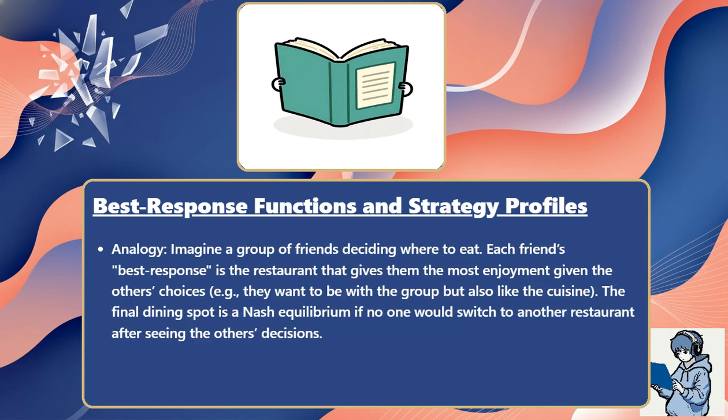Analogy: imagine a group of friends deciding where to eat. Each friend's best response is the restaurant that gives them the most enjoyment given the others' choices. For example, they want to be with the group but also like the cuisine. The final dining spot is a Nash equilibrium if no one would switch to another restaurant after seeing the others' decisions.